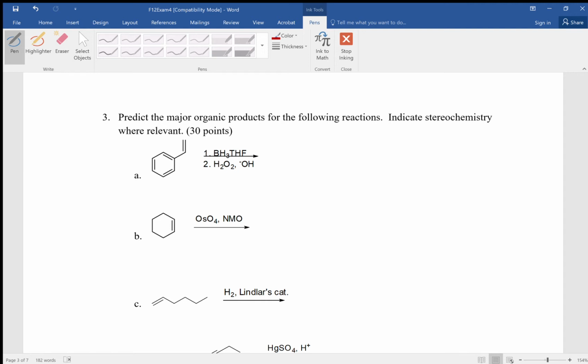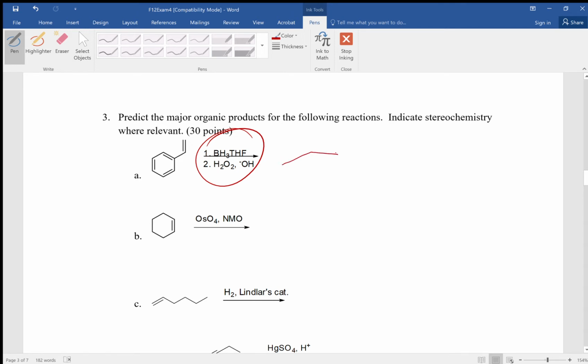And so it's questions like this which are one of the reasons that I think the flashcard approach becomes very valuable and very useful, because you want to be able to look at these reactions and especially see those reagents and say, oh, I know BH3THF followed by peroxide and base. That's a reaction that adds water to an alkene and does it in an anti-Markovnikov fashion.